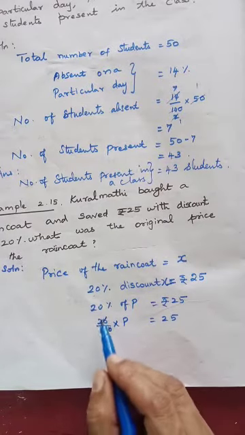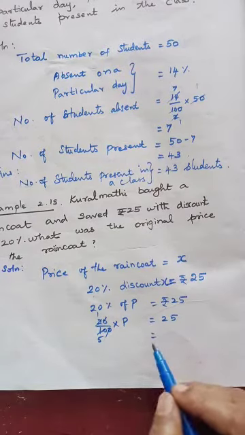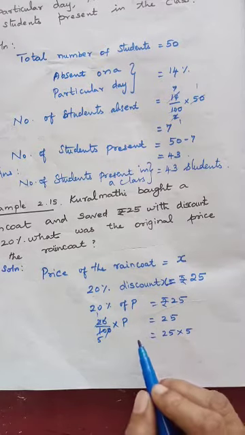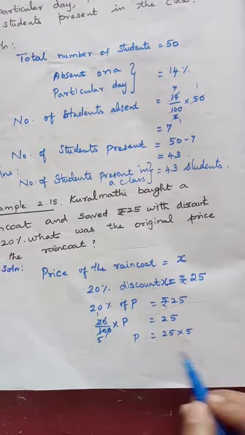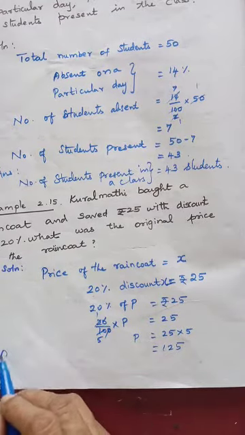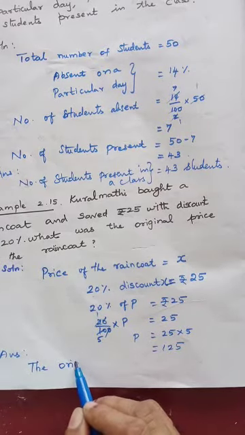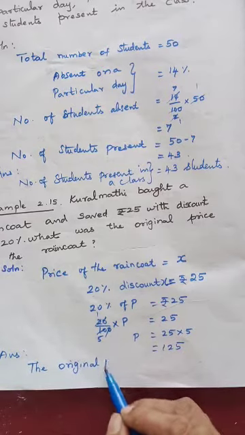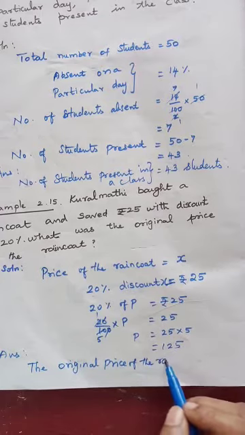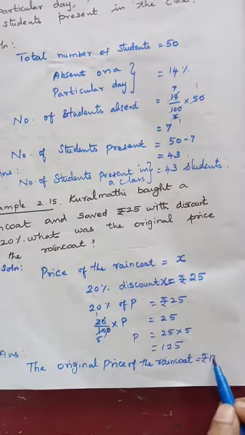Now you cancel here, 1 times 5, 2 times 5 are 10. Now bring that 5 this side. It is in the denominator here, it comes to the numerator here. So 25 into 5, P is equal to 125. So now answer: the original price of the raincoat is equal to rupees 125.